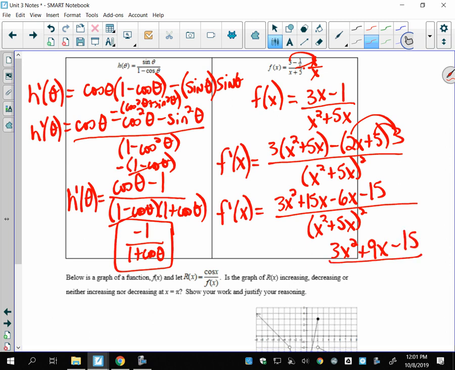So I think I get 3x squared plus 9x minus 15 on the top. And yes, I see that there's a factor of 3. If you want to factor it out, you can. I'm just going to leave it. I at least did some simplifying. What do you think about that?